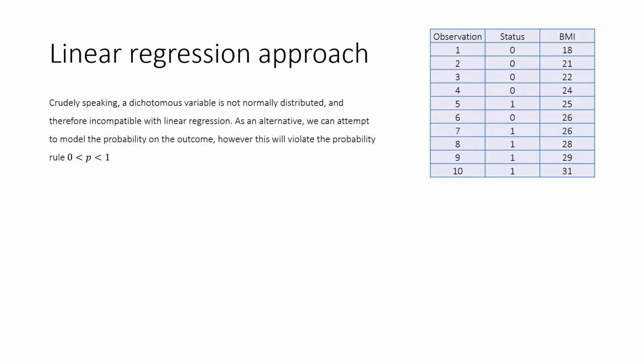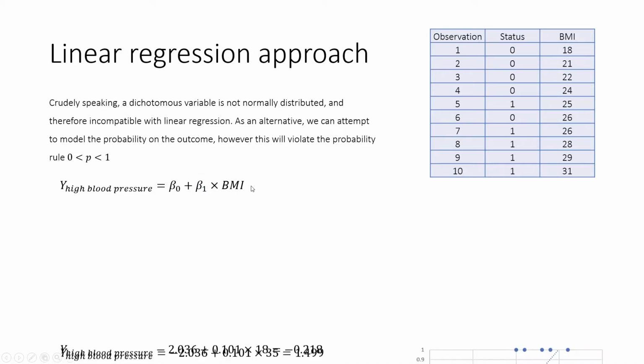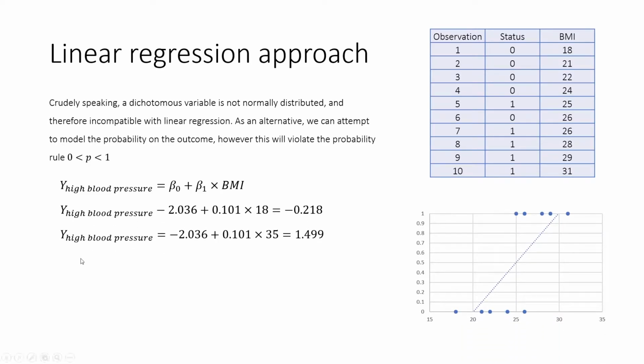However, if we do that, which I can illustrate. So let's, for instance, take that approach and use the dichotomized version, or the probability of blood pressure, as the outcome of a linear model. So as normal, we have an intercept and we have a regression coefficient times some kind of independent variable, which in this case is BMI. What you'll see is that for very low and high values of, in this case, BMI, we will violate the rule of probability, which indicates that a probability always lies between 0 and 1.